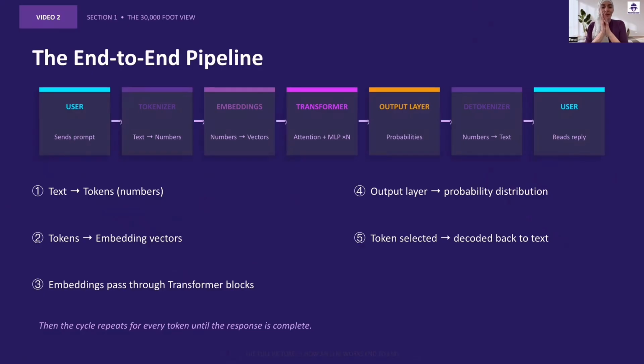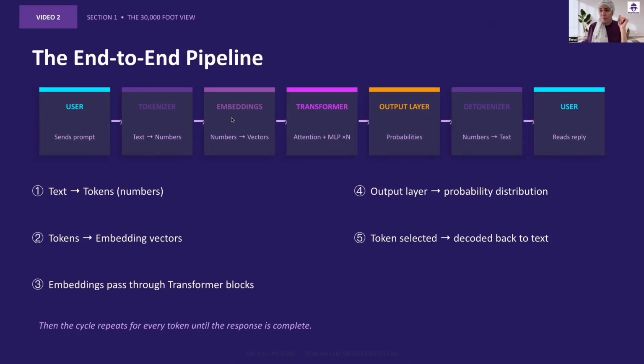Okay, let's start from the beginning. When you send a message to an LLM, here's the full journey it takes. The first step is here. Your text gets turned into tokens. The model doesn't read words, it reads numbers. So the first thing that happens is your text gets broken into chunks. That's what we call tokens. And each one gets converted into a number.